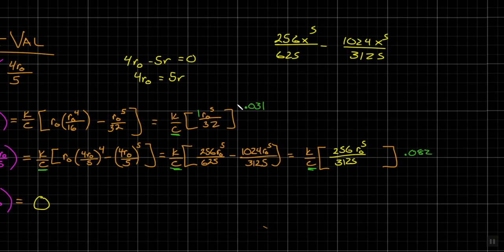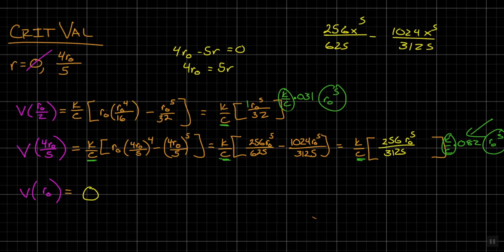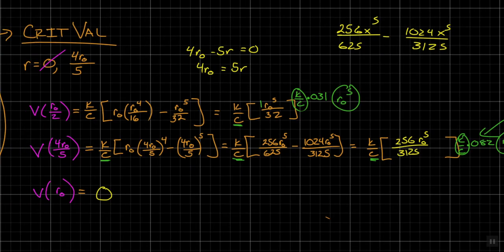And now there's, of course, the K over C and the R naught to the 5th. There's a K over C and there's an R naught to the 5th. Which one's bigger? Knowing that this and this are going to be the same, what makes it bigger? Multiplying by 0.031 or multiplying by 0.082? Can we all agree that this must be the bigger one? Okay, now for this, gross, cool problem, really ugly calculation, but it's whatever.